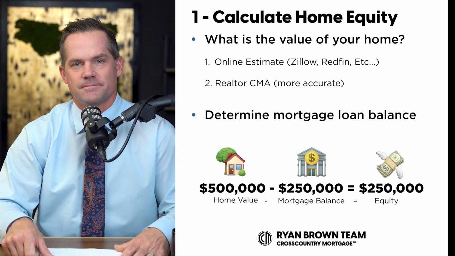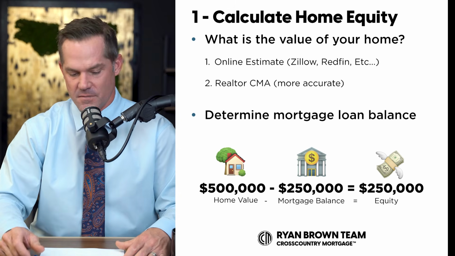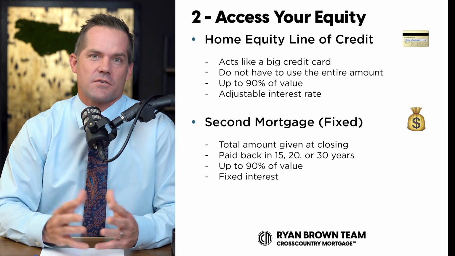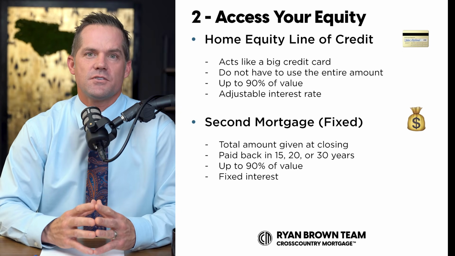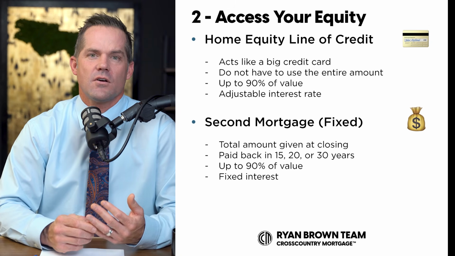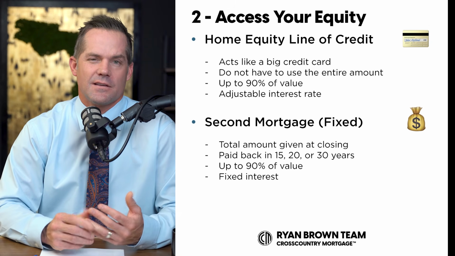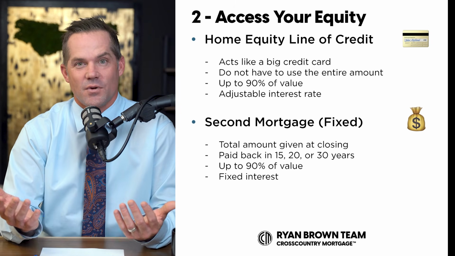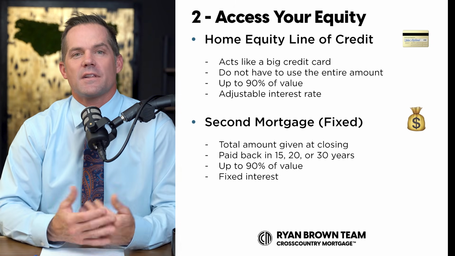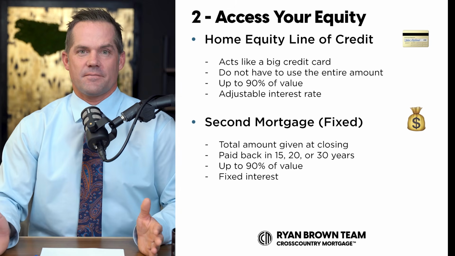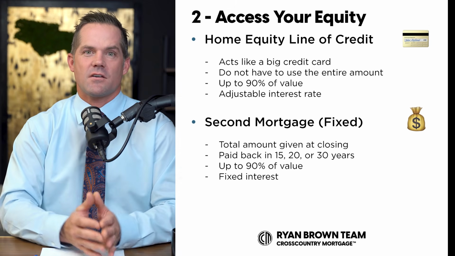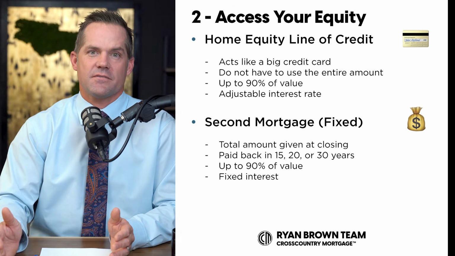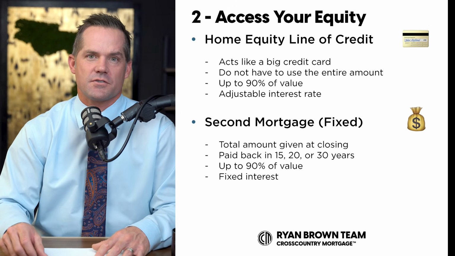That's your equity. Now let's talk about step number two, your options. How do you tap into that equity? So there's really two different ways you can do it. You can do it through a home equity line of credit or a second mortgage. Now, the difference between a home equity line of credit and a second mortgage is really what it sounds like. A home equity line of credit is essentially a line of credit. Think of it as a big credit card tied to your house. And typically these can go up to about 90% of the value. Same with the second mortgage.